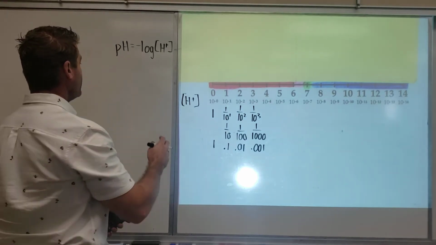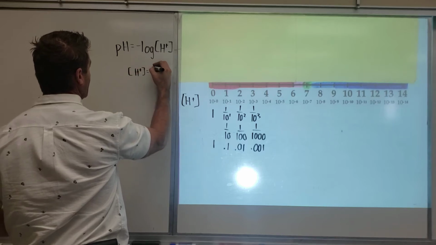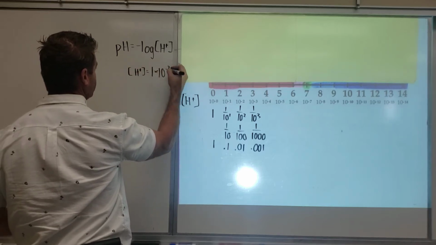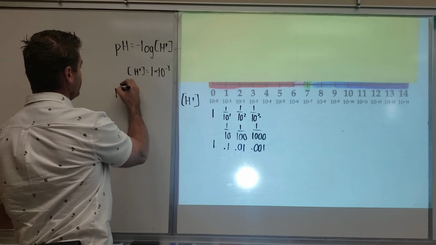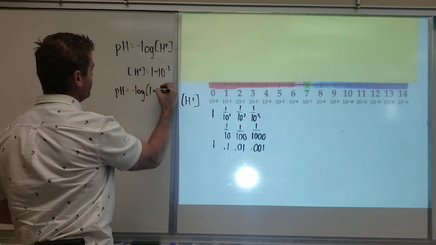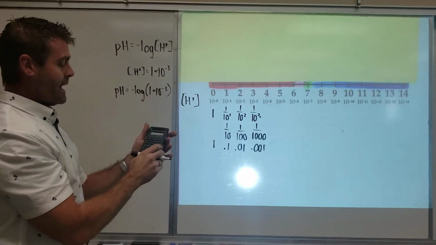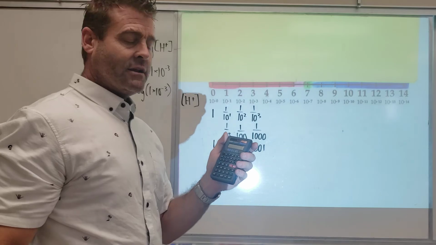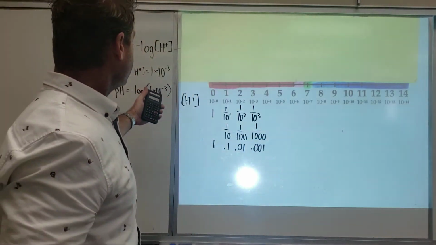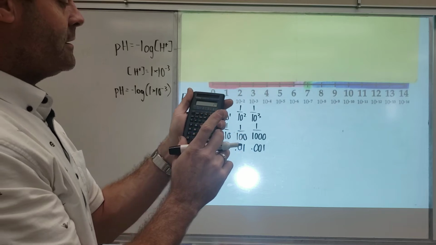So for example, let's say my hydrogen ion concentration is 1 times 10 to the negative 3. To get the pH of it, I'm going to just go negative log of 1 times 10 to the negative 3. And you're going to find this is really easy. So this is how you plug it in. I go 1, and I know you remember what we do to get times 10 to something? You go EXP, or you have an EE button on your calculator.